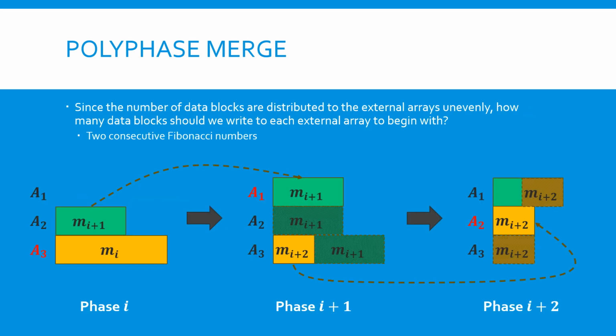With the relation, now we can answer the two unsolved questions. First, let's see how many data blocks we should write to each of the external arrays at the beginning. It also means finding a proper starting point for our number series. If you reconsider the example we had before, you can see that at any phase, the numbers of data blocks stored at the two non-empty arrays always correspond to two adjacent Fibonacci numbers. It means that we can simply distribute the data blocks according to this rule.